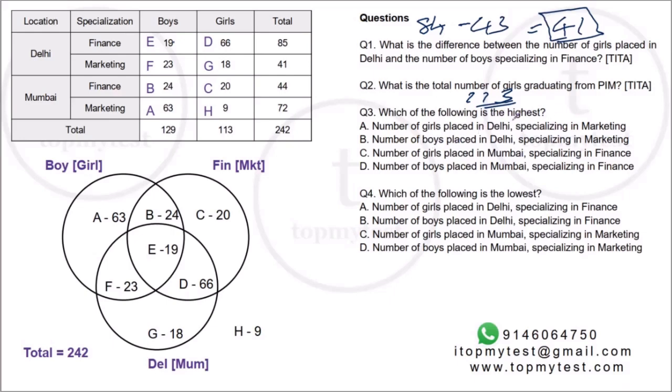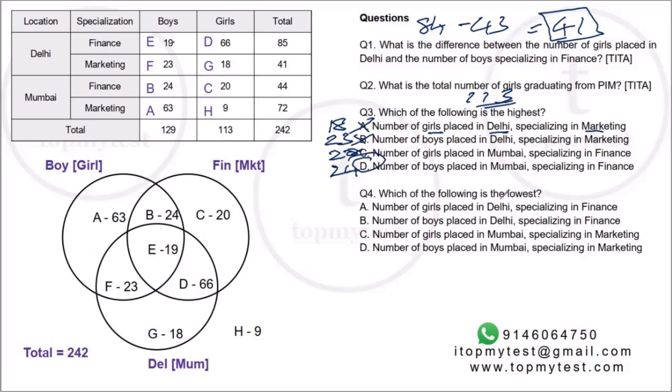Question number 3, which of the following is the highest? Girls Delhi marketing, that's 18. Boys Delhi marketing, that's 23. So A is out, we need the highest. Girls Mumbai finance, that's 20. They're pretty close. And boys Mumbai finance is 24. So the highest of them would be option D. 24 is the highest, option D.